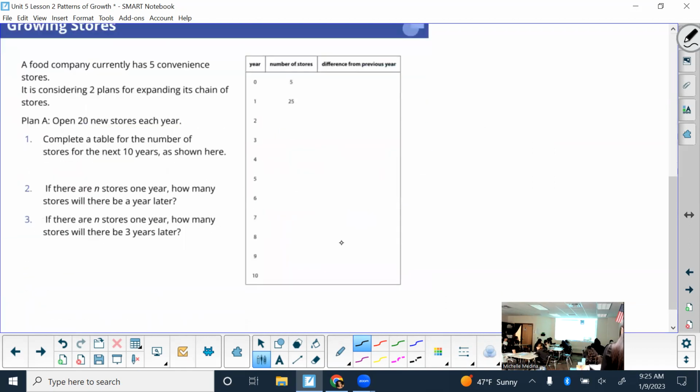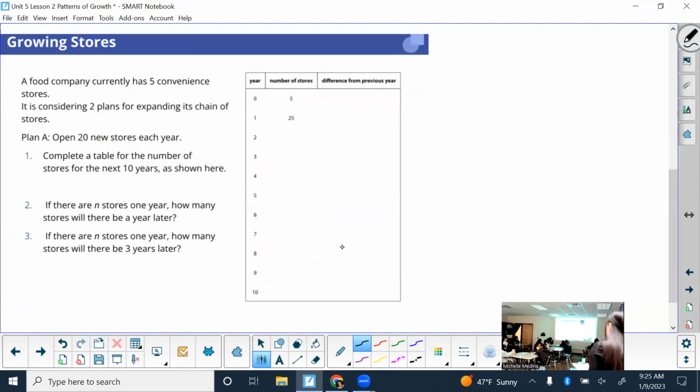All right, so here's the activity for today. We are looking at a food company that currently has 5 convenience stores. It is considering 2 plans for expanding its chain of stores, and plan A says open 20 new stores each year. So basically what we'll be doing is, some of you have less people in your groups, but most of you have more than 1 person in the group. Divide up the work.